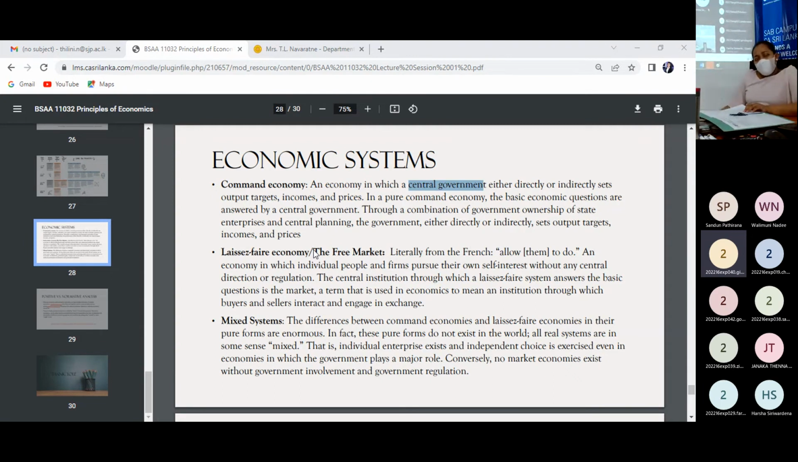I think Janaka brought up this point, resource ownership. Resource ownership is combined. Some resources the government owns in Sri Lanka, as government property, and some resources the private sector owns. It is a mix of resource ownership. There is private ownership of resources as well in Sri Lanka. Then who decides what to produce? Some the private sector produces, and some the government sector produces.